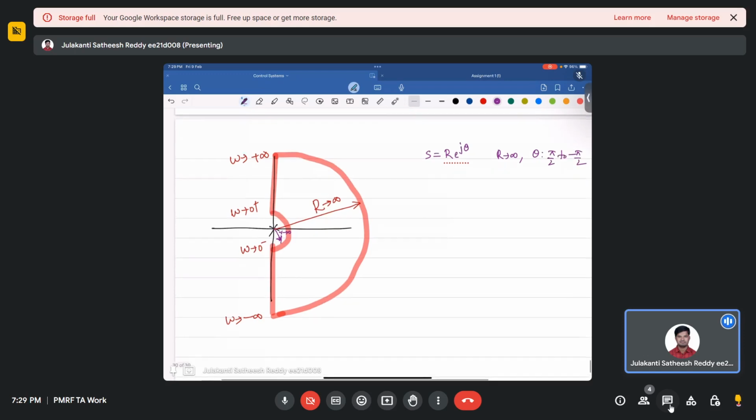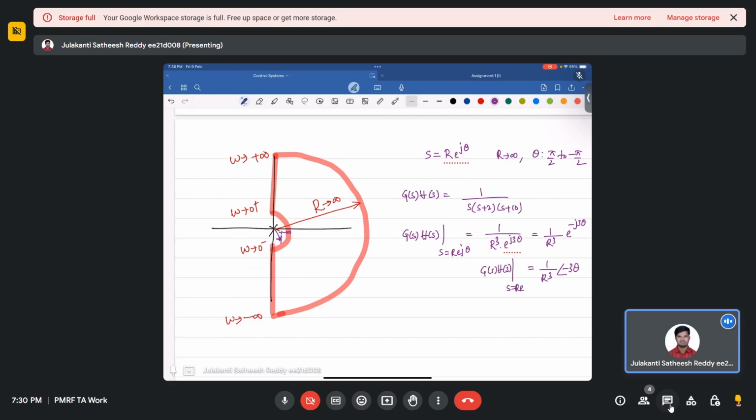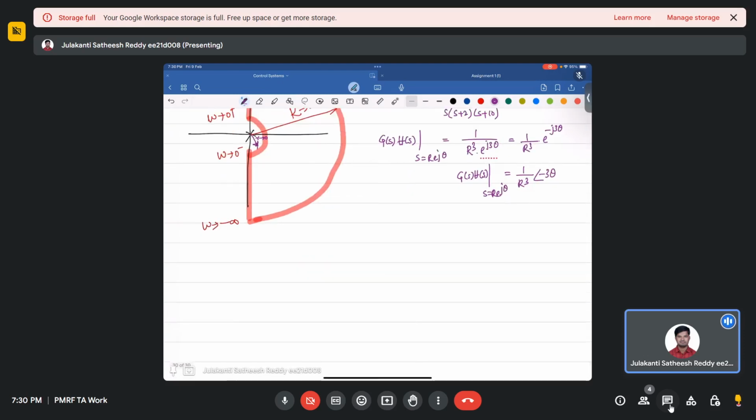Now g of s, h of s, you know that, right? It is 1 by s into s plus 2, s plus 10. Now tell me, when s is varying at infinite radius, what about 2 and 10? They are very small magnitudes, right? So with s equals R e power j theta, this function becomes s cube, which means R cube e power j 3 theta. Now if I represent this, it becomes 1 by R cube e power minus j 3 theta. I can write it in the form R at an angle minus 3 theta. So g of s, h of s at s equals R e power j theta, or R at an angle theta, with R tends to infinite.